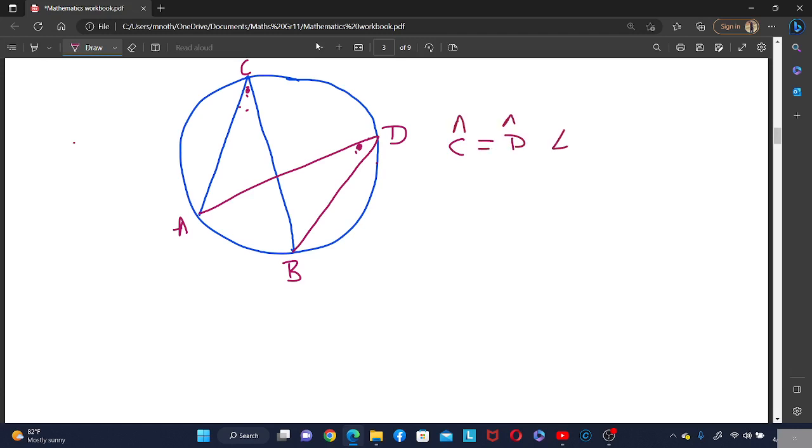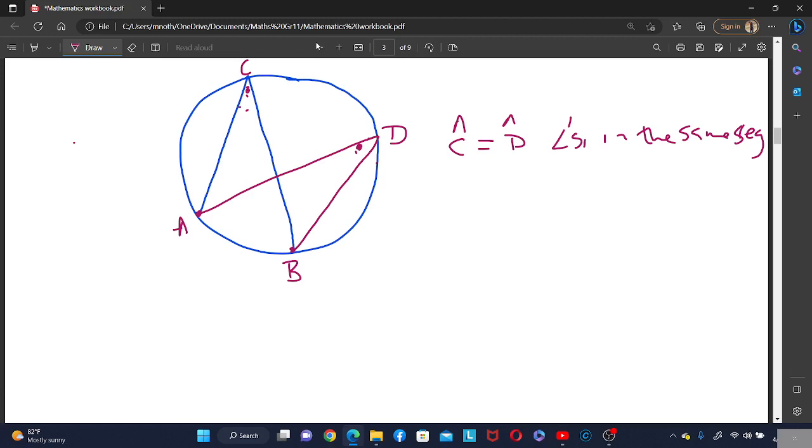That is angles in the same segment, right? So if ever you have angles in the circumference, and those angles are coming from the same points, because if you look, angle C is coming from point A and point B, and also angle D is coming from point A and point B. So this is why you are saying that angle C is equal to angle D.